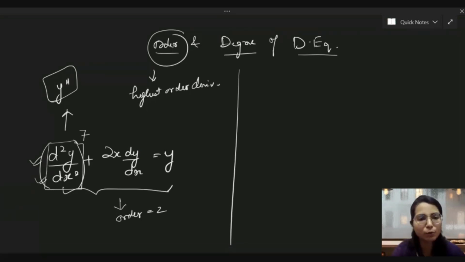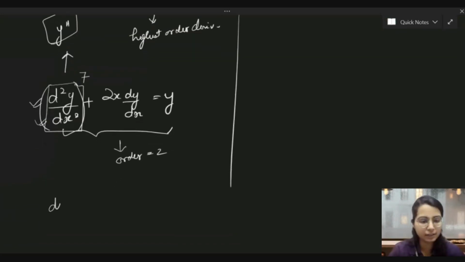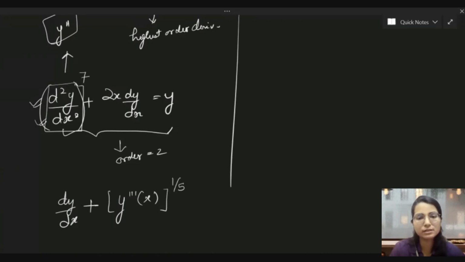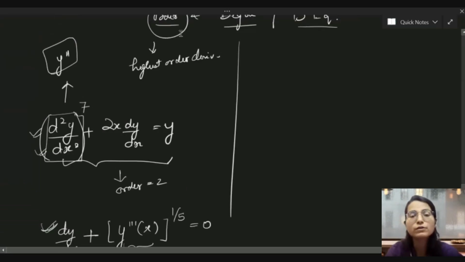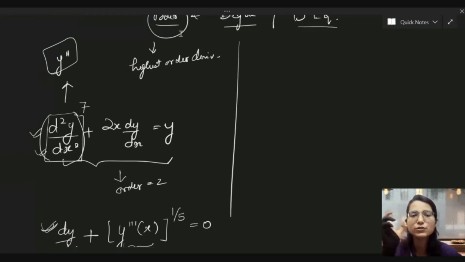We can also cover some more examples. For example, someone asks you dy by dx plus y triple dash x raised to power 1 over 5 is equal to 0. What is the order of this differential equation? Well, there is a first order derivative and there is also a third order derivative present. So we will give preference to the third order derivative, because the order of the differential equation is the order of the highest order derivative. So we need to find that highest order derivative.